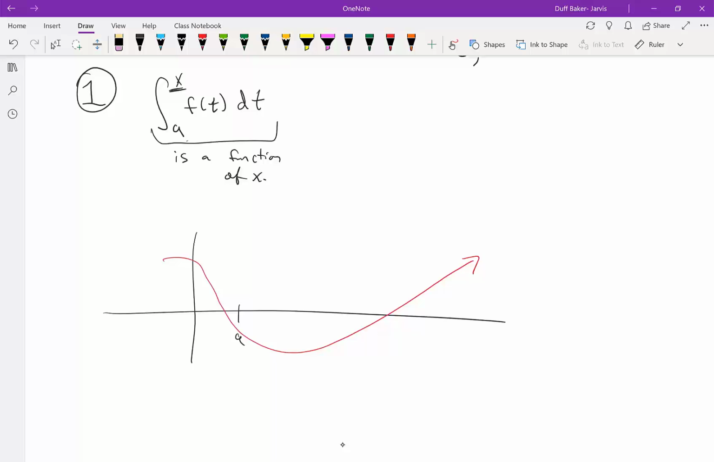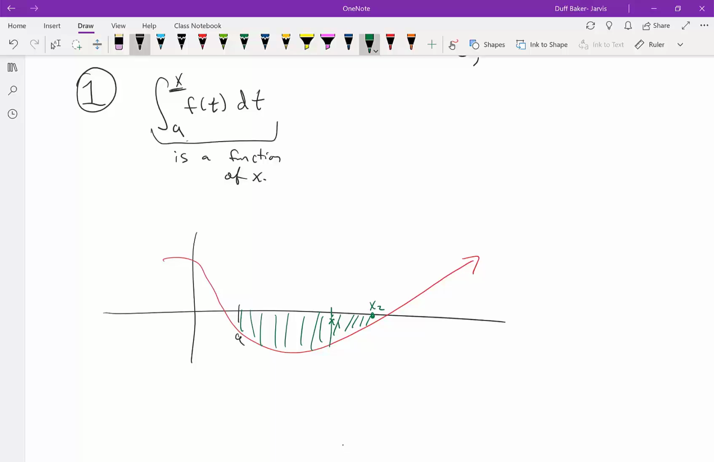But what I'm trying to say is this quantity up here depends on which number x you plug in. So if I plug in like one number for x, then I'll get sort of this area, right? If I move my x to the right, pick a different x, then I get more area, right? So it depends on x, right? It's sort of asking you to calculate the area from a to x, right? Which depends on x. I can plug different x's in. So that's why this thing is a function of x.